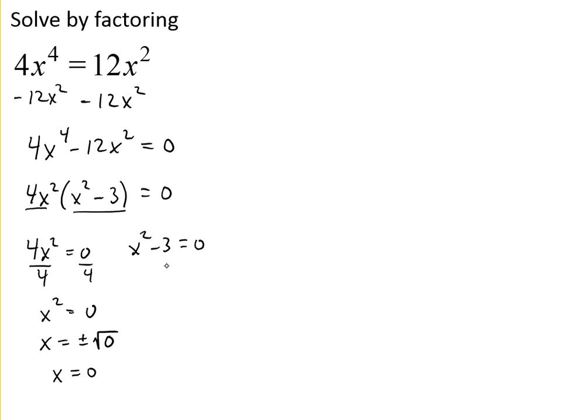For our second equation here, we're going to add 3 to both sides. Get x squared equals 3. Then again, to get x by itself, take the square root of both sides. Anytime we do that, we use our plus or minus. So we get x equals plus or minus square root of 3. So we end up with 3 solutions to this equation. x equals 0, positive square root of 3, or negative square root of 3.